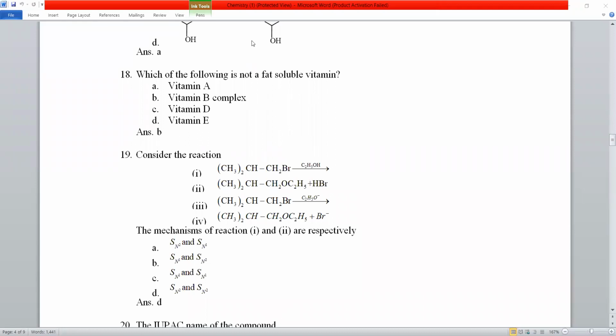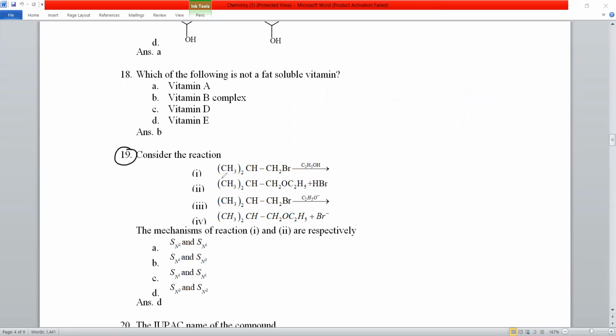Next, question number 18. Which of the following is not a fat soluble vitamin? Fat soluble vitamins are A, D, E, K. Water soluble vitamins are C and B. So the one that is not fat soluble is soluble in water, right? A will be fat soluble, D will be fat soluble, and E also fat soluble. So B is the correct answer.